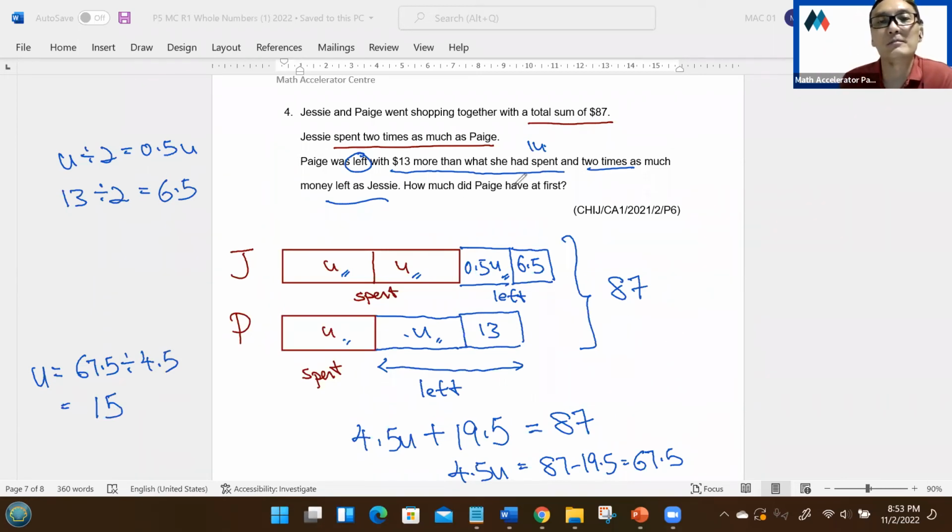So now we can solve the question. How much did Paige have at first? Paige has 2 units and 13. We know this unit is equals to 15. We know this unit also equals to 15. Can you let me know what does Paige have at first? Can you do a simple calculation and let me know your final answer?